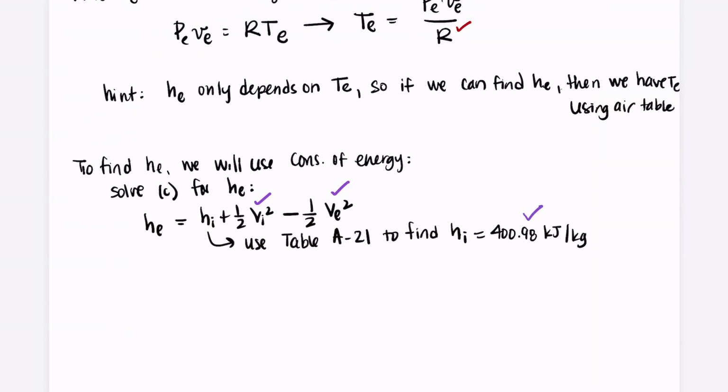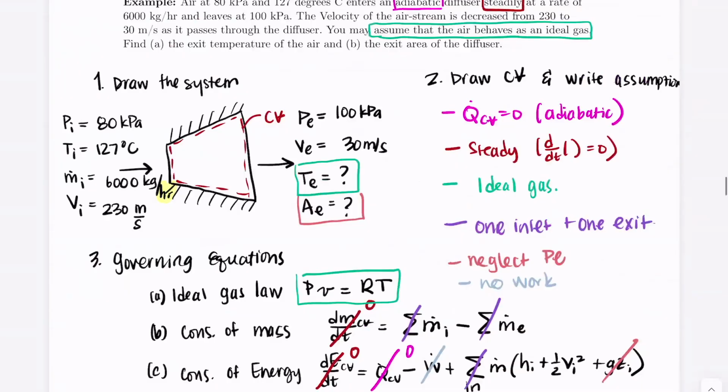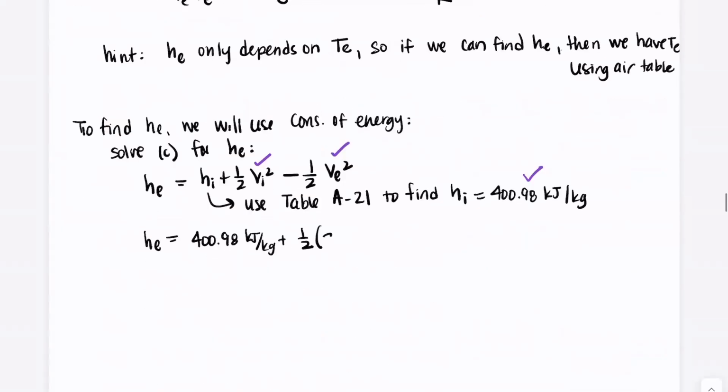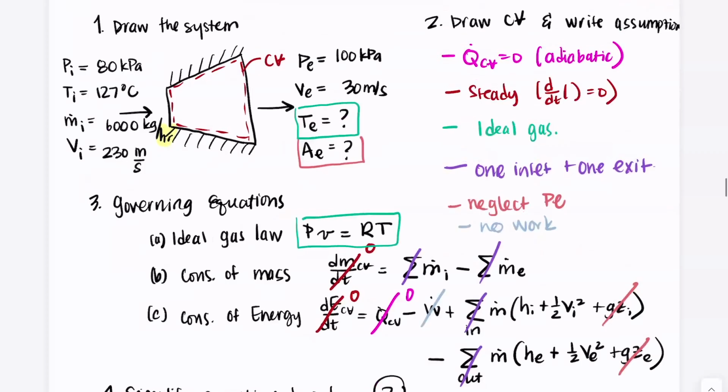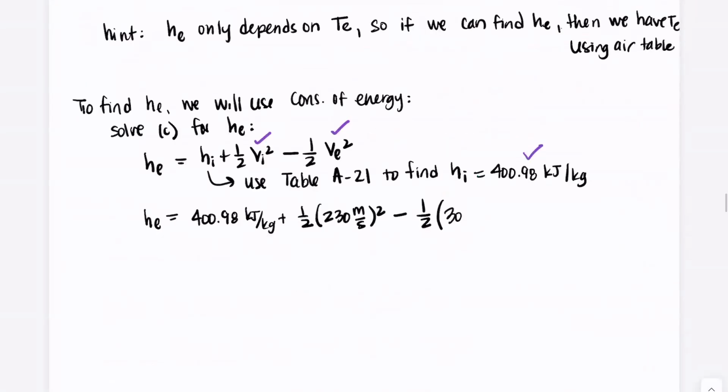So we're going to plug all that information in, and we have 400.98 kilojoules per kilogram plus 1/2 VI squared, which is 230 meters per second squared, minus 1/2 VE squared, which is 30 meters per second squared, which gives us a value of 426.98 kilojoules per kilogram.